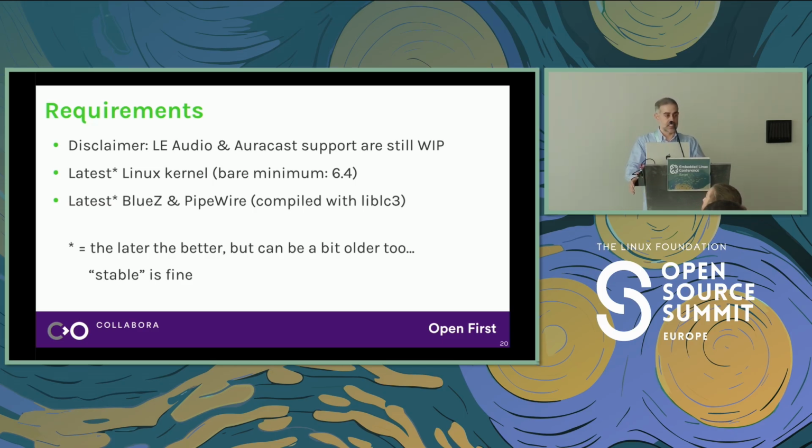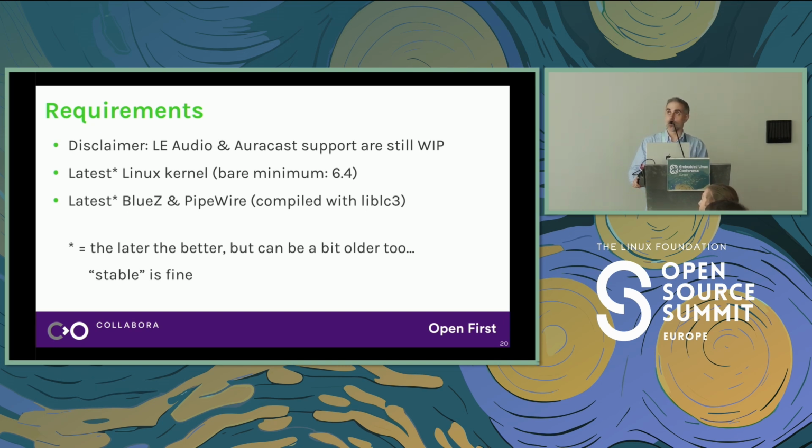So what you need is the latest Linux kernel. I have an asterisk there in both words, latest, because actually what you need is Linux 6.4, which is not really the latest. It's like 2 years old. But there have been many, many fixes since 6.4, so the later, the better. But the latest stable is also fine. Same goes for BlueZ and PipeWire. So the later, the better, because we are still working on the stuff, but the latest stable is also fine.